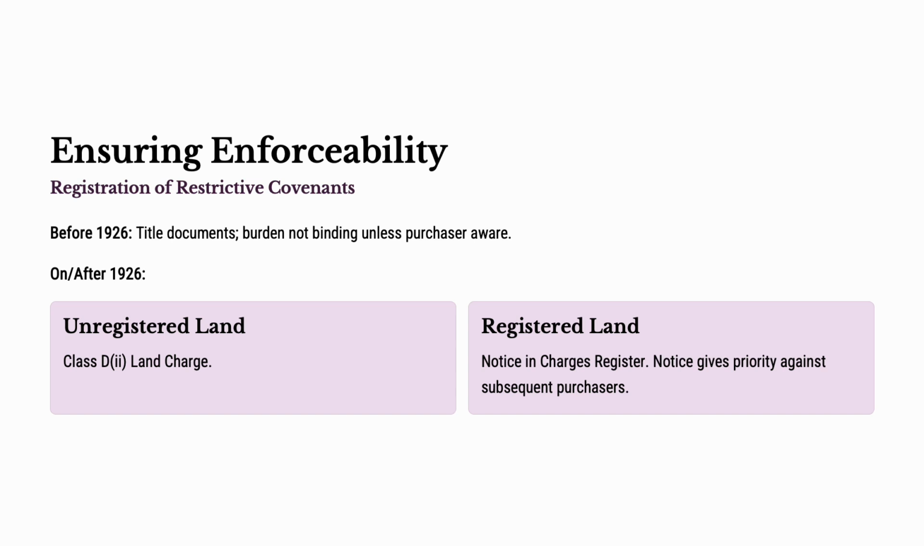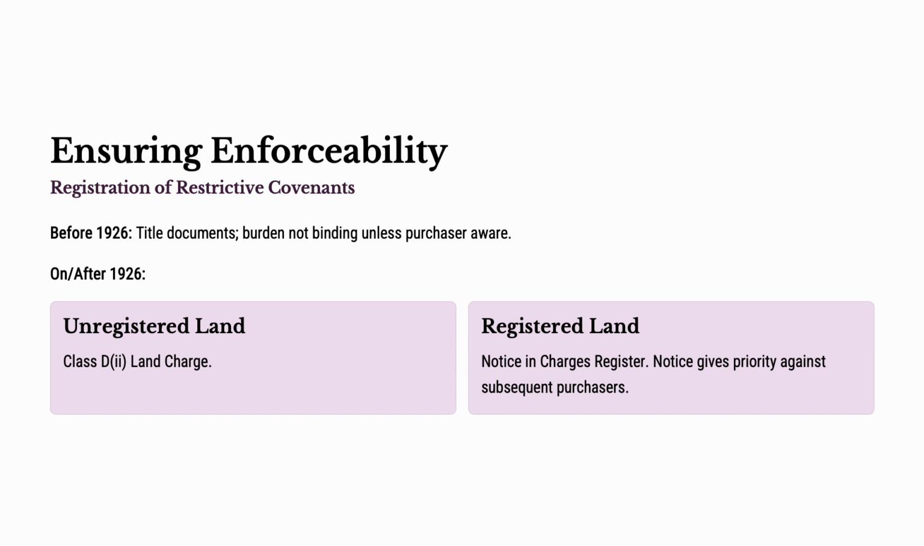So let's talk about registration in more detail, because the rules differ depending on when the covenant was created and whether the land is registered or unregistered. Before 1926, restrictive covenants were documented in the title deed but were not subject to any registration system. The burden bound successors only if the purchaser had actual, constructive or implied notice of the covenant. This created uncertainty because a purchaser might not discover the covenant until after purchase.